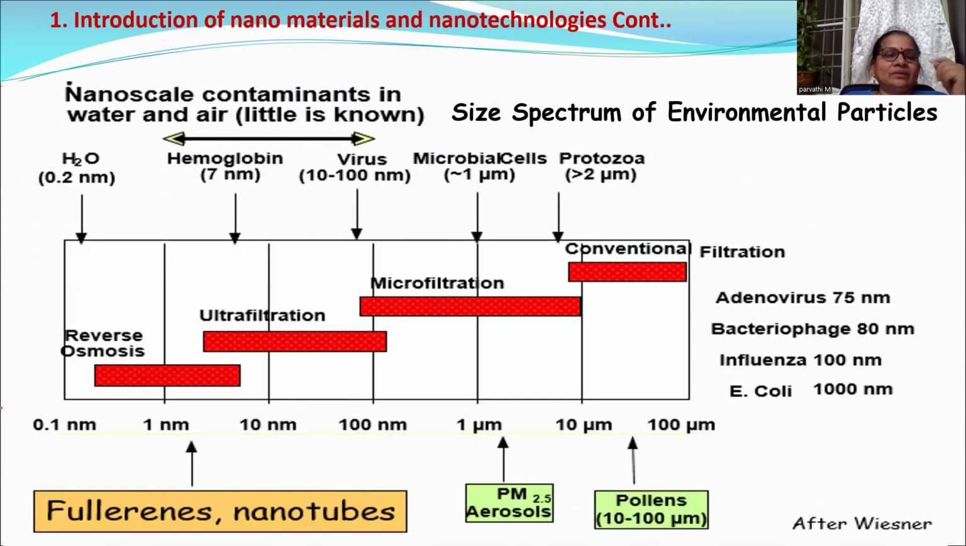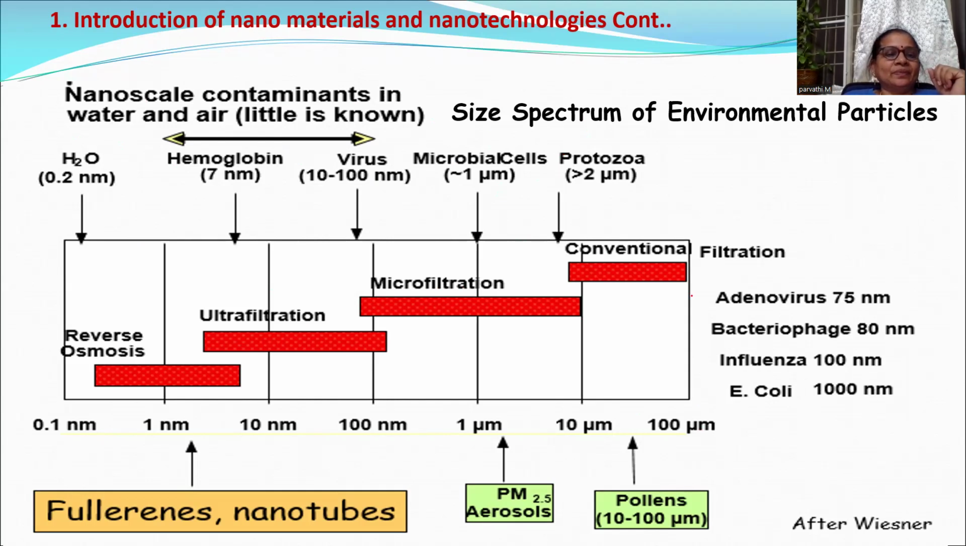So this is broadly brought to you to see the nanoscale contaminants that we regularly encounter in daily life. And see, these red markings are represented horizontally, which are the types of filtration. And the upper arrows shown downward are nothing but the types of particles that are of nano size.